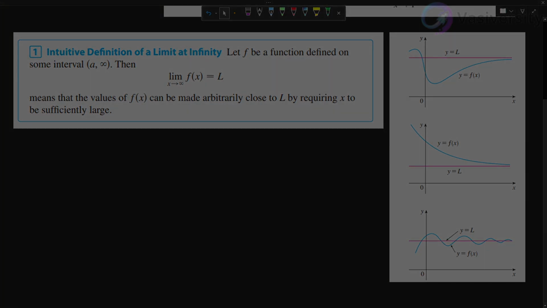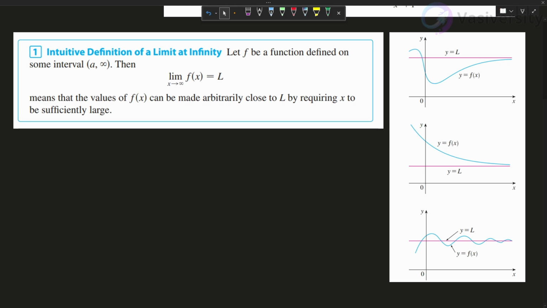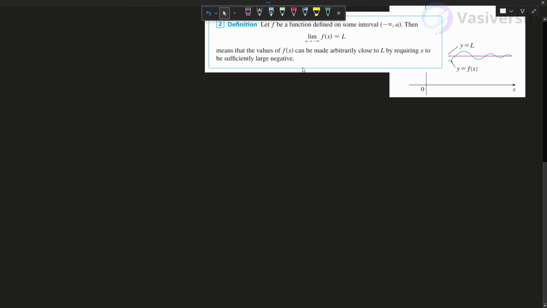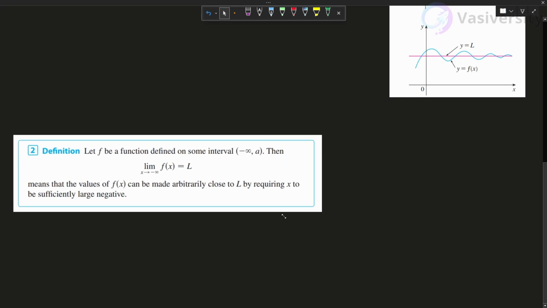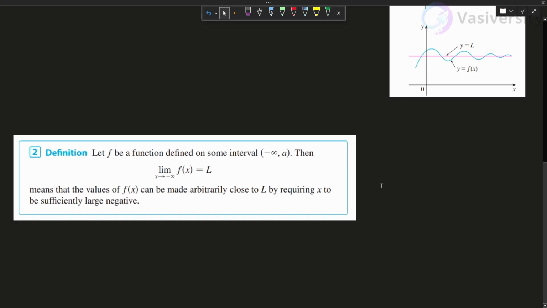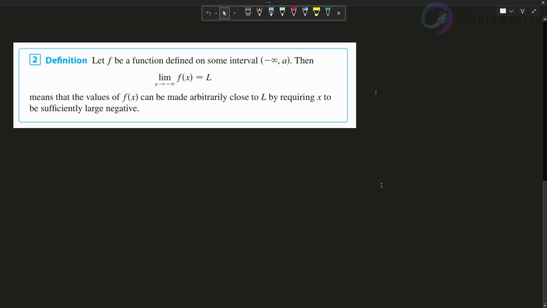So now let's do the same definition, but for negative infinity. Let f be a function that is also defined in some interval from negative infinity to a. Then the limit of f of x as x approaches negative infinity is equal to L means that the values of f of x can be made arbitrarily close to L by requiring x to be sufficiently negative, large in the negative direction.